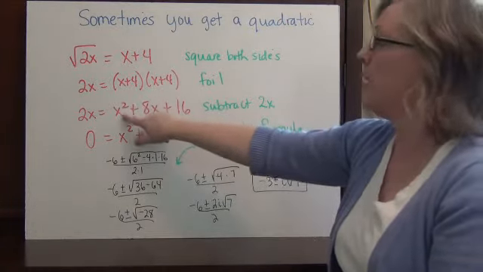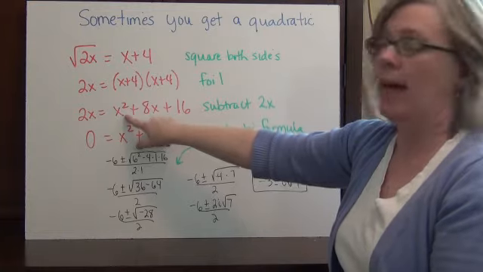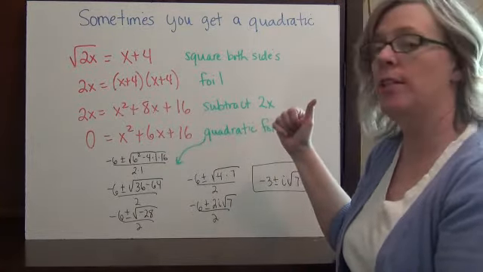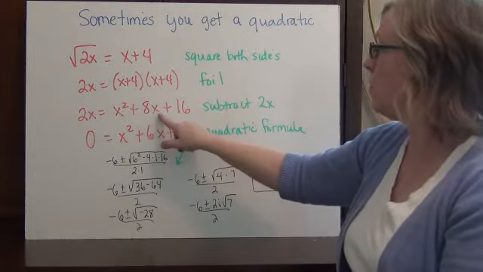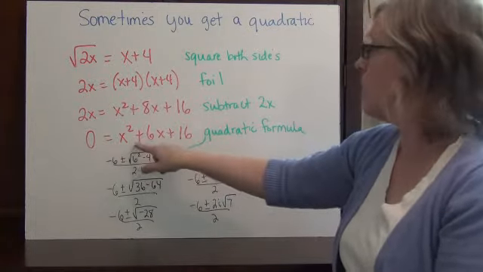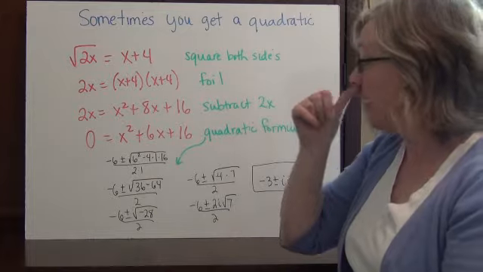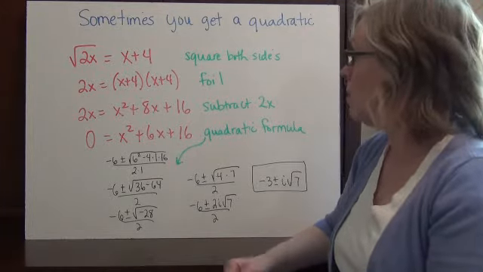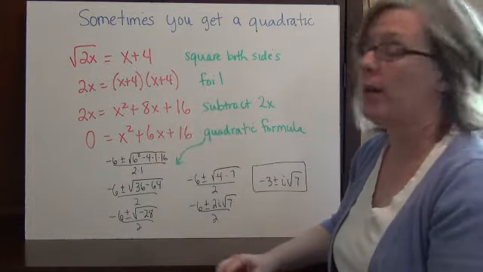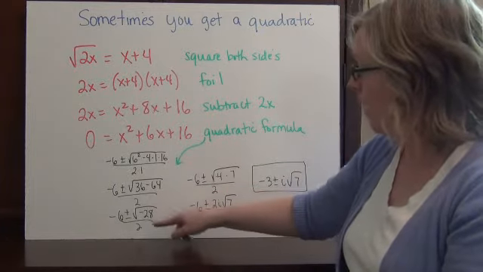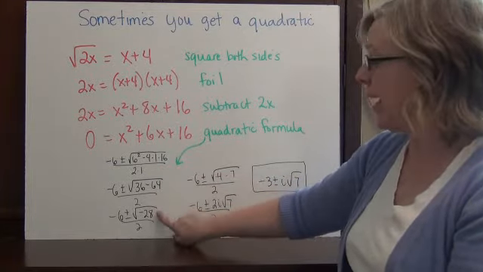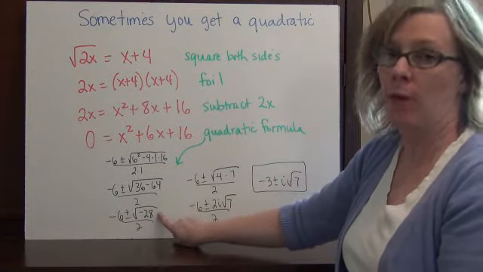And I see right away I've got a quadratic. So when I have a quadratic, I'm going to get it in standard form by subtracting everything over to this side. So I subtracted 2x from both sides to get 0 equals. And I see this, and it's not something that I can glance at and see that it's going to factor. So in it goes to the quadratic formula. And I worked it all the way out, plugged in my a, b, and c, and I got a negative number inside my radical.